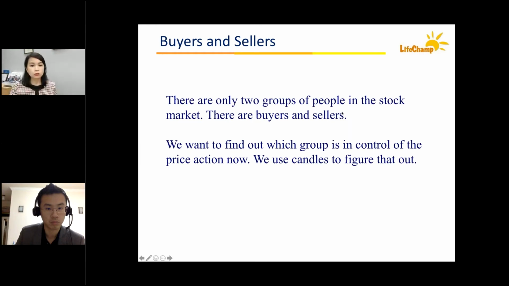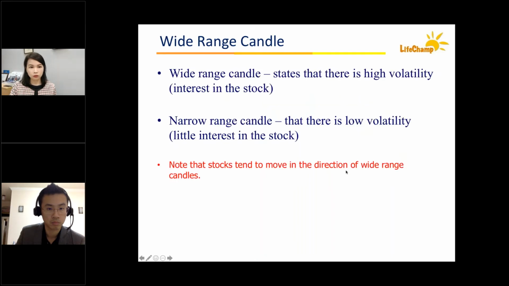There are only two groups of people in the stock market. They are buyers and sellers. So we want to find which group is in control of the price action, and we can use the candles to figure that out. Basically, you have a wide range candle, which means a tall candlestick, and you have a narrow range candle.